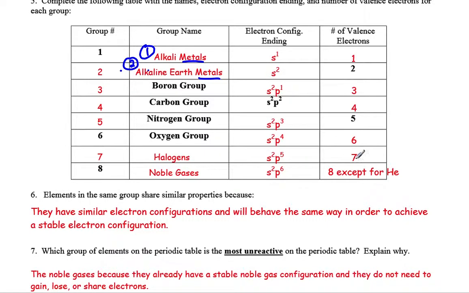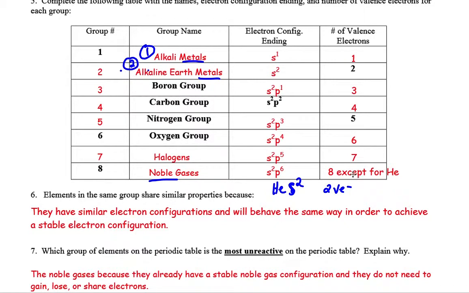They all have 7 valence electrons, and they need one more. So they're going to end up gaining 1 to get the 8. The noble gases have 8. They end in s2p6 except for helium. Helium ends in s2. And helium's nice and happy with its 2 valence electrons.